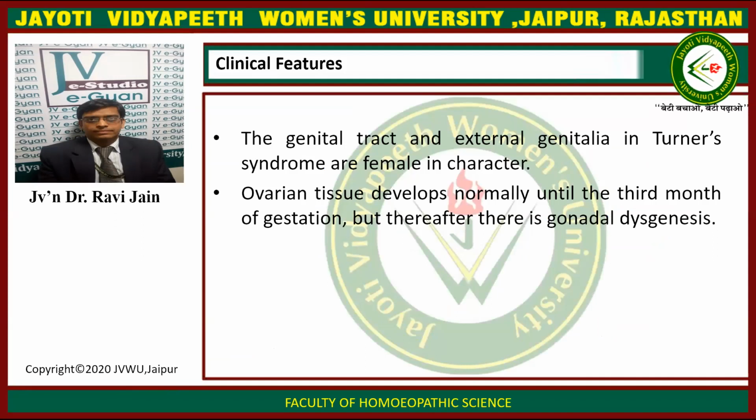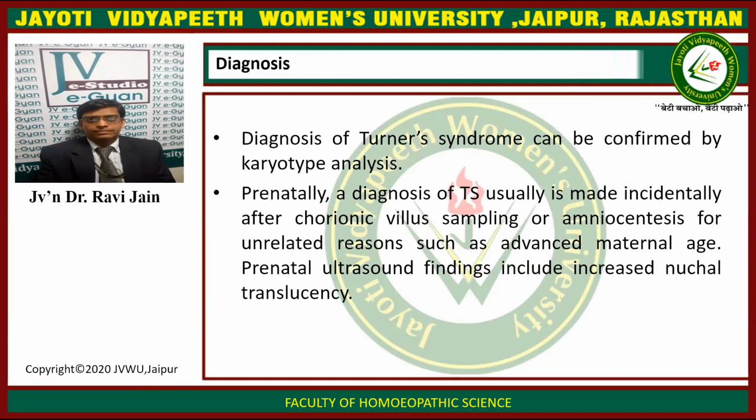Clinical features include that the genital tract and the external genitalia in Turner syndrome are female in character. The ovarian tissue develops normally until the 3rd month of gestation, but thereafter there is gonadal dysgenesis. The diagnosis of Turner syndrome can be confirmed by karyotype analysis.